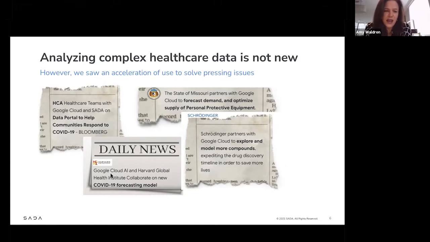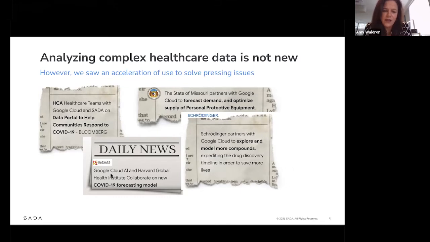So at HCA, and this was something that Michael at SADA and our team worked on, we worked with them on a data portal to help communities respond to COVID-19. And really, the challenge here was we had to ingest data from thousands of sources in order to create real-time analytics, understanding the supply and demand and the needs of the communities they served. For the state of Missouri, we partnered with them to help them with their forecast demand and optimization of the supply chain for PPE, obviously in order to keep people in their organization or people in their area safe.